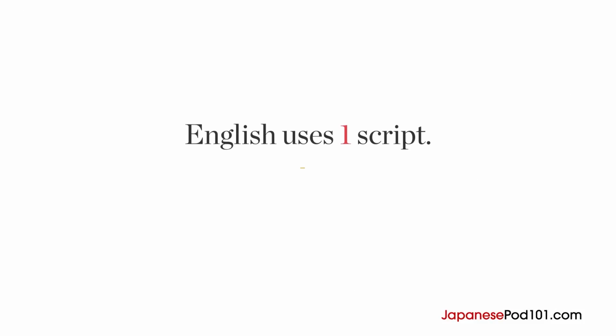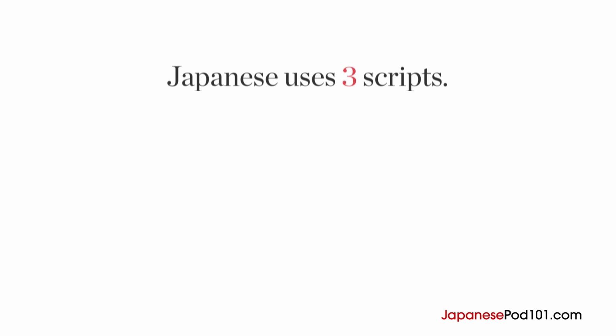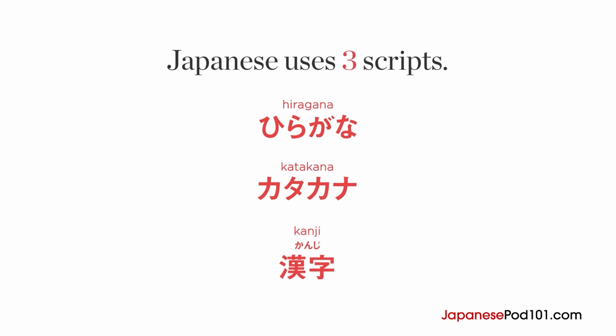In English, we use one script, the English alphabet, to write. To write in Japanese, however, you will need to use 3 different scripts together. And they are hiragana, katakana, and kanji.